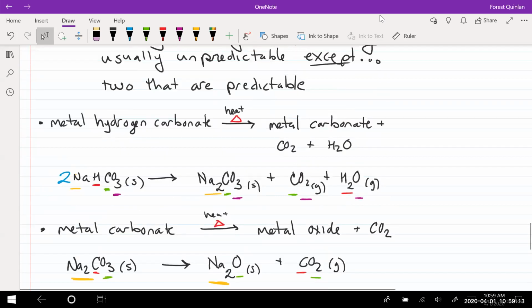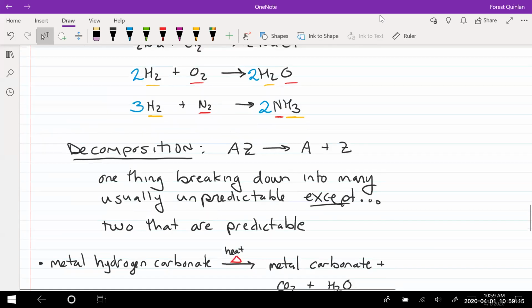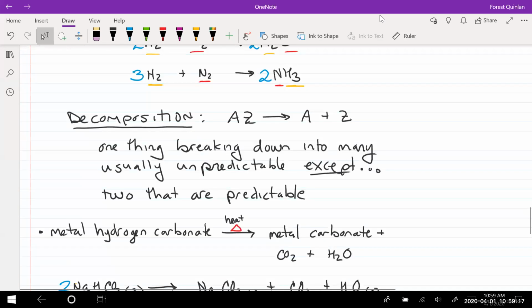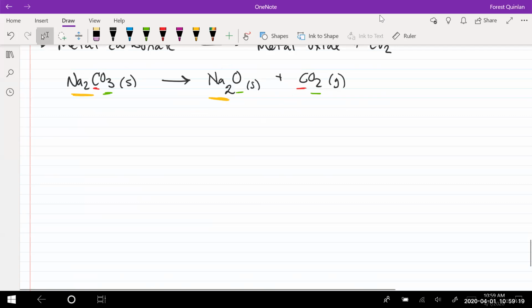All right, so we have combination and decomposition. Let's talk about single replacement, double replacement, and neutralization, and call it a day. And on Monday, we'll pick it up with the reasoning behind.